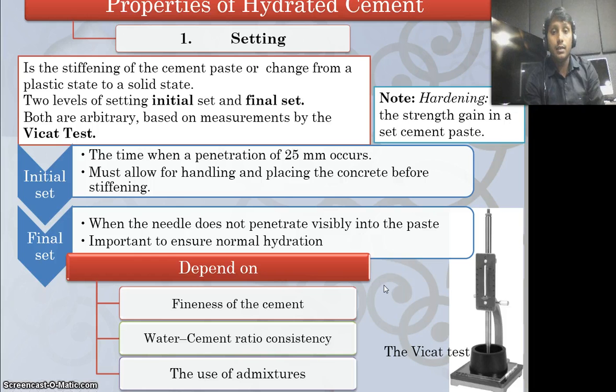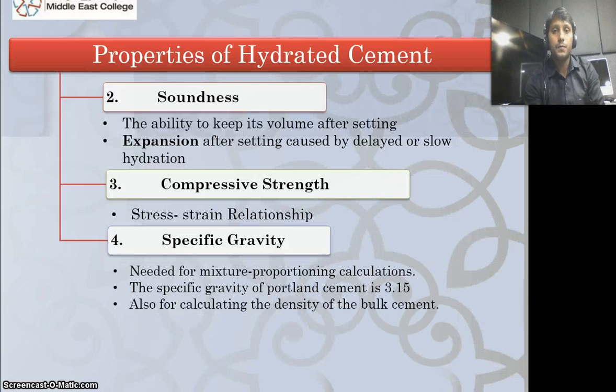So this setting depends on the fineness of the cement, the type of cement, the water cement ratio, consistency, the amount of water percentage added to the cement, this is called the water cement ratio, and the use of admixtures. Admixture means any other material which we are adding to cement to gain strength or to improve the properties.